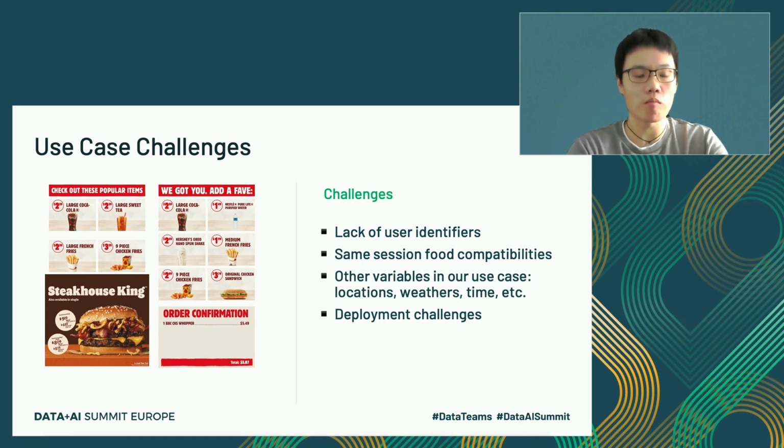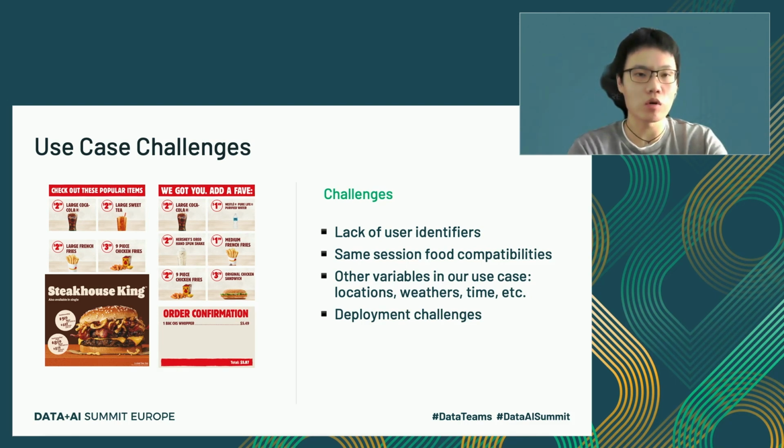And there are also unique challenges related to the food items. In our recommendation use case, we need to consider same-session compatibilities. Just to give an example, if you buy some games on an e-commerce website, it's natural for the recommendation system to recommend some other games. But because this is food and humans only have a limited appetite, if you order something like a soft drink, it's not likely you'll order another soft drink during the same order. So those are some unique challenges in our use case.